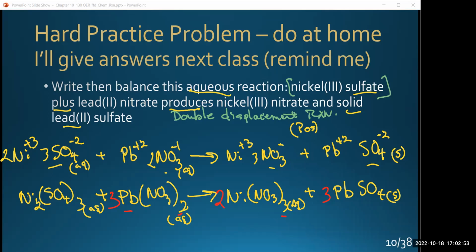This is why it's important. You put the right formula down. It's nickel 2 in here. Nickel 2, 2 nickels, all right? And so when I put the 3 here for the 3 leads, it balances my leads. I've got 2 nickels by default, they're balanced. My sulfates, I have 3 on the left. Guess what? I've got 3 on the right. So now I have a balanced chemical reaction.